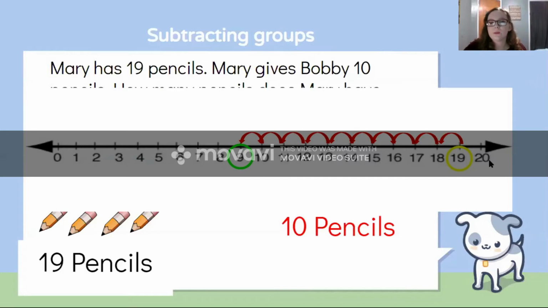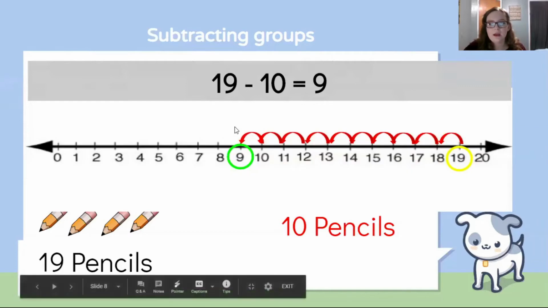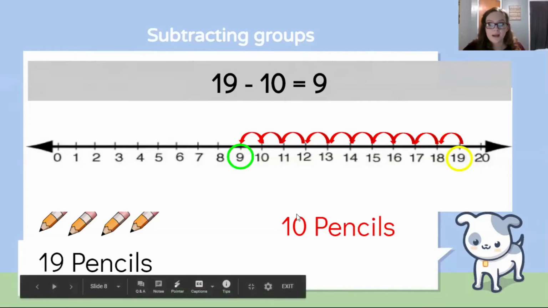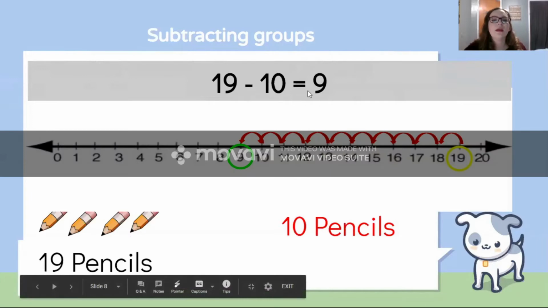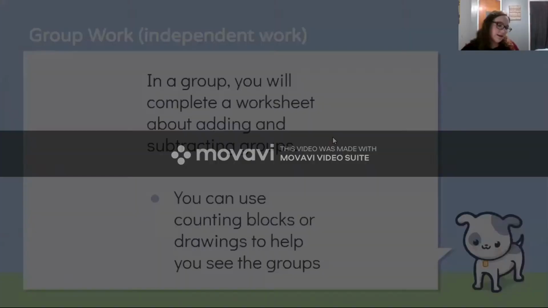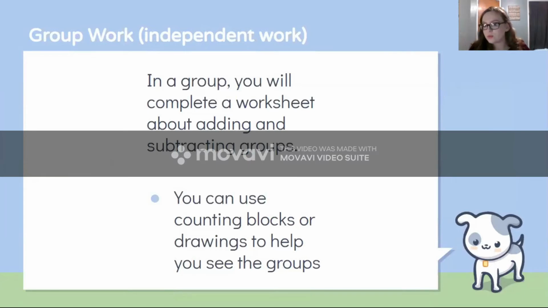So let's try to see how this would work for a number sentence. So our first group is 19, our second group is 10, and the total we got at the end is 9. So if we do 19 minus 10, because she's giving away 10, we get that Mary has 9 pencils left over. So let's see if we can put this into our group work. So in a group, you guys are going to complete a worksheet with adding and subtracting questions. You will be given counting blocks that we've used before, and you'll be able to draw if that helps you visualize the groups.